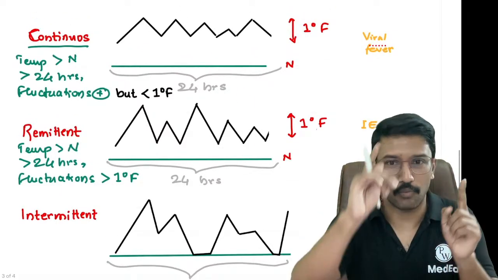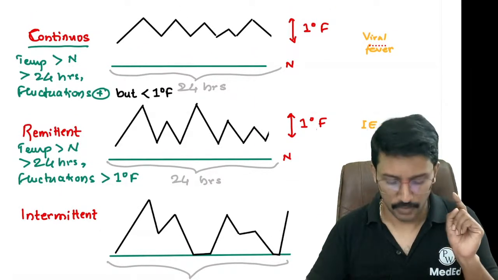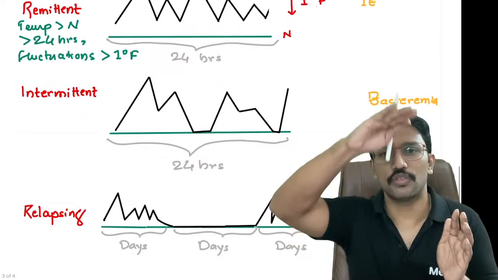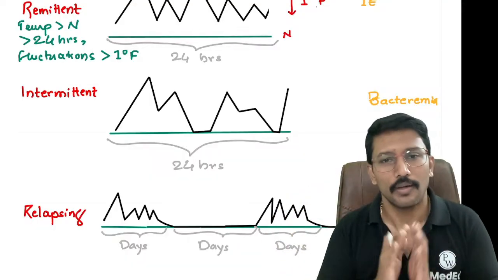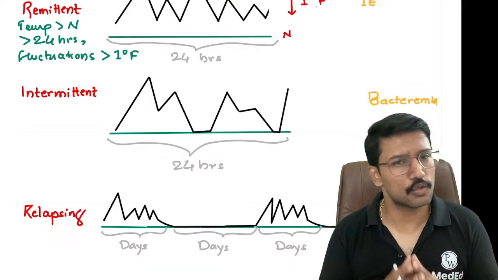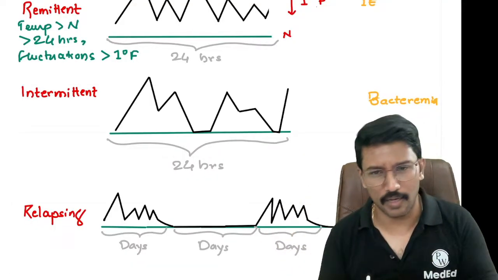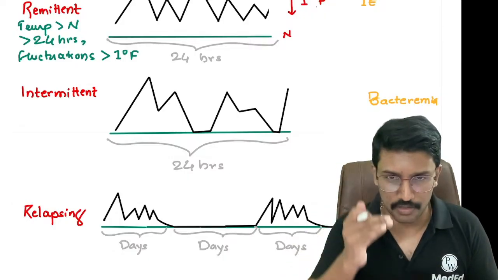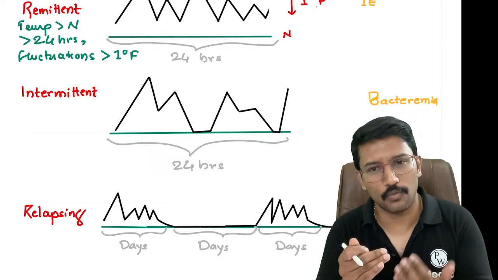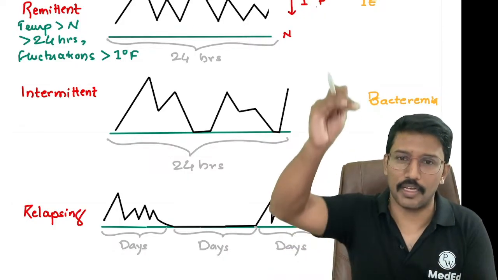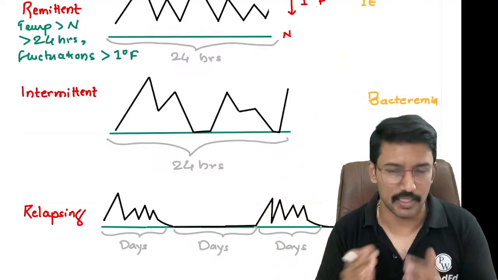It was always above, right? It was always elevated. But in intermittent, temperature goes up, comes down to baseline. In real practice today, this is a pattern we see, because patients will take paracetamol. When they take paracetamol, temperature will touch the baseline. After that, once the paracetamol effect is over, temperature will elevate again. They take another paracetamol, it will touch the baseline.